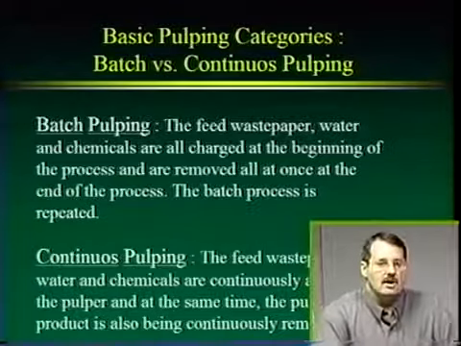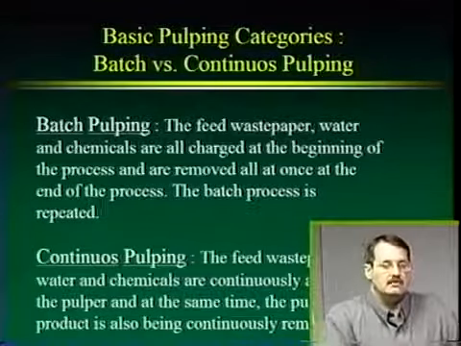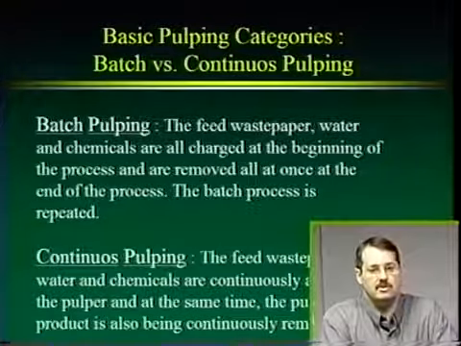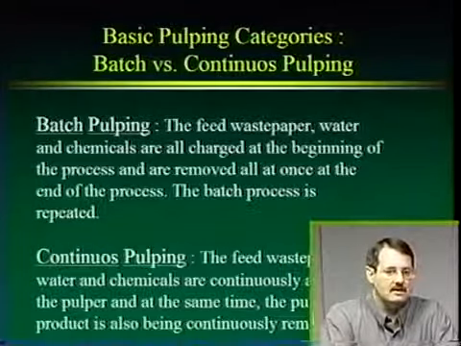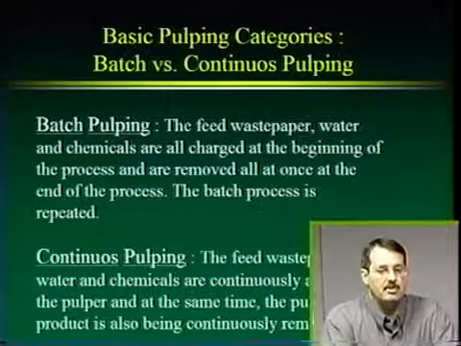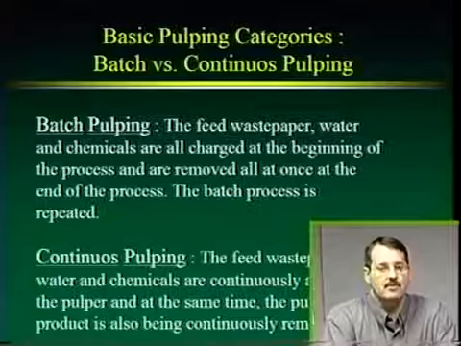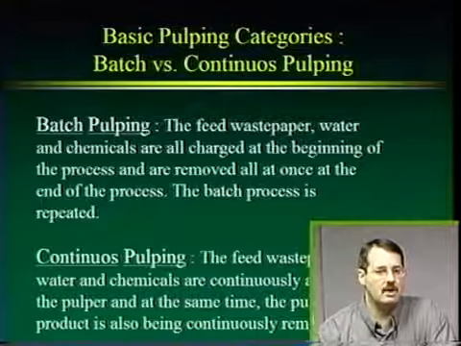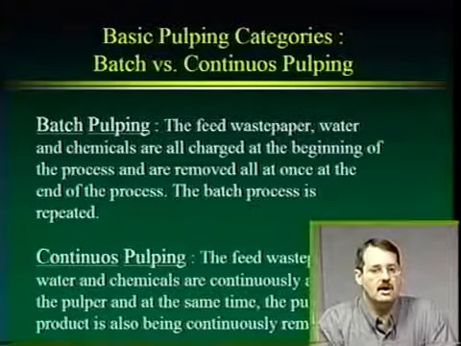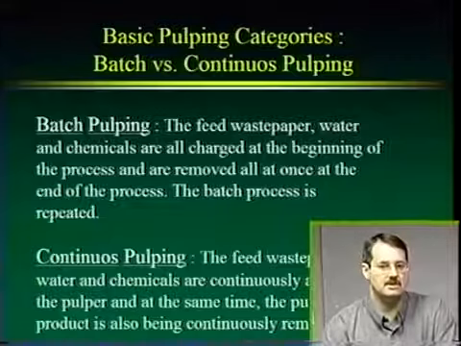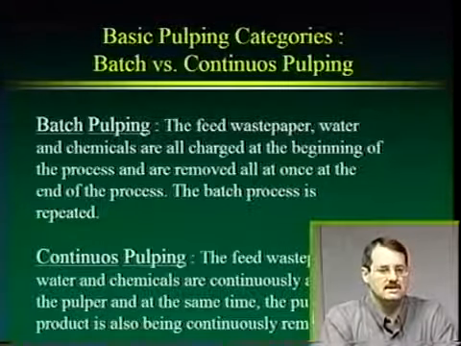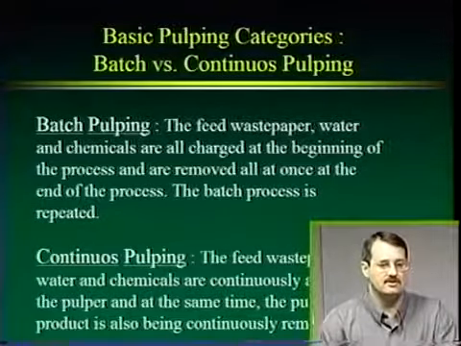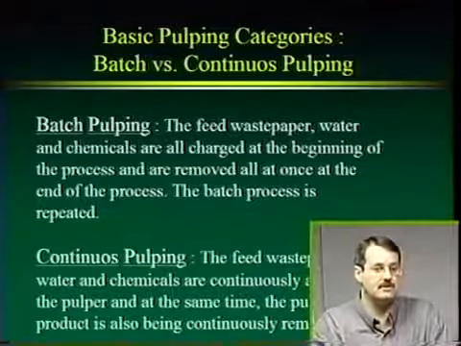When we talk about pulping, we can break it down into some categories so that it's easier to think about and understand all of the pulpers. The first kind of comparison we can make is batch pulping versus continuous pulping. In batch pulping, the feed, recovered paper, the chemicals and the water are all charged at the beginning. The pulper pulps the material, and at the end of the pulping process, the product is removed. And this process is repeated time and time again throughout the day.